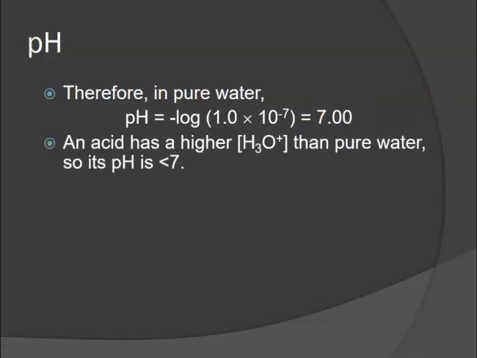Right? Acids are going to have higher hydronium concentration than pure water. So in an acid, I might have 1 times 10 to the minus 3. Right, 1 times 10 to the minus 3 is higher concentration than 1 times 10 to the minus 7. So 1 times 10 to the minus 3, the negative log of that is 3. 1 times 10 to the minus 2, negative log of that is 2. So now hopefully you're getting an instinct as to what that log's doing.